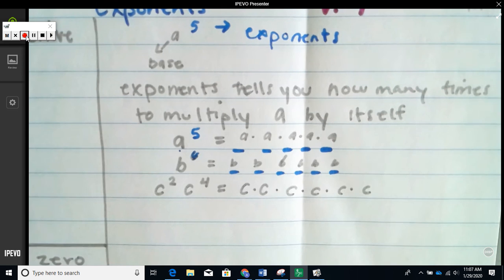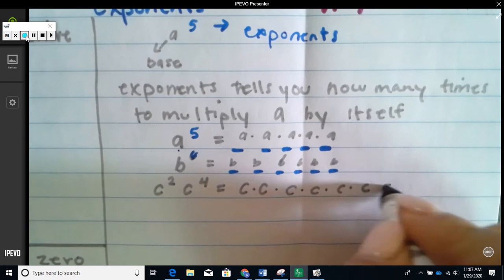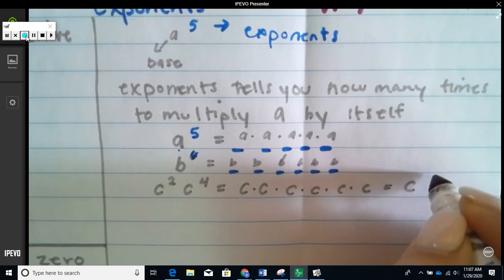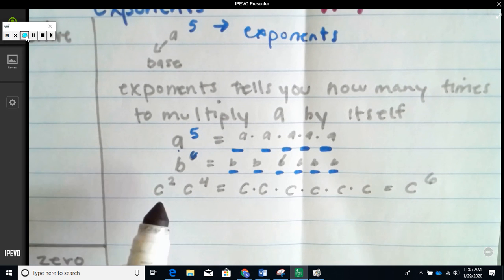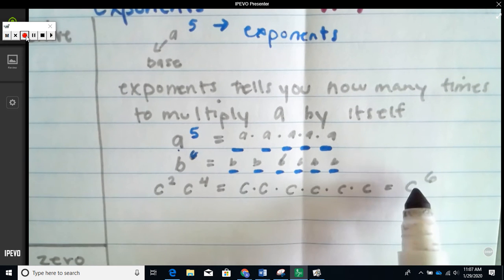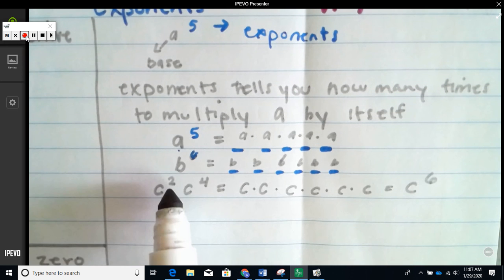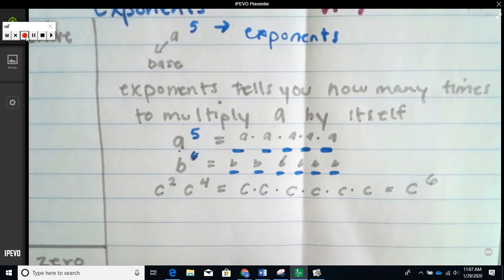So I just wrote everything out, but you could have looked at this and said, well, I know I have to write c twice. I have to write c 4 times. That's c multiplied by itself how many times, Nizel? C to the 6. Another way you could have seen this is to say, I have to multiply c twice, and c 4 times. That's together c multiplied by itself 6 times. So another way she said it is 2 plus 4. Does that make sense? You could do it that way on IXL too.